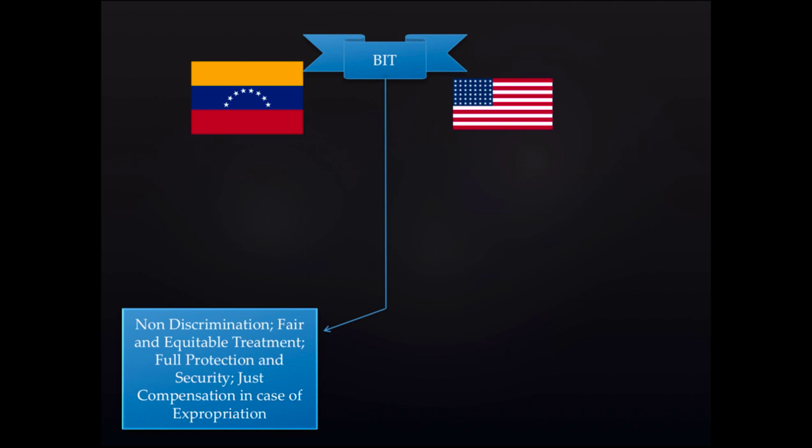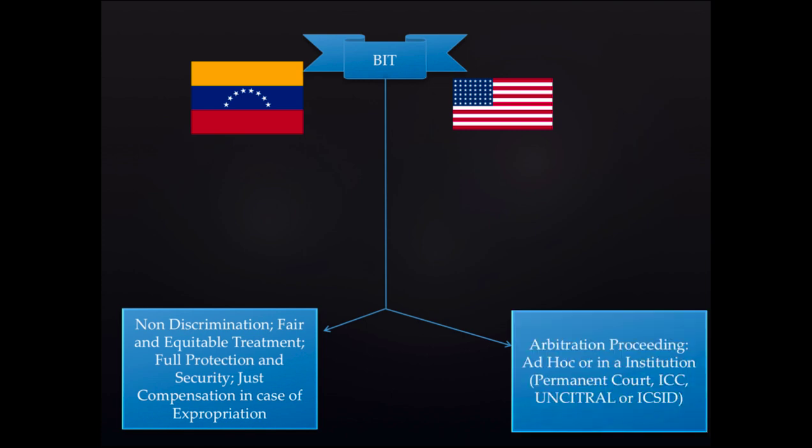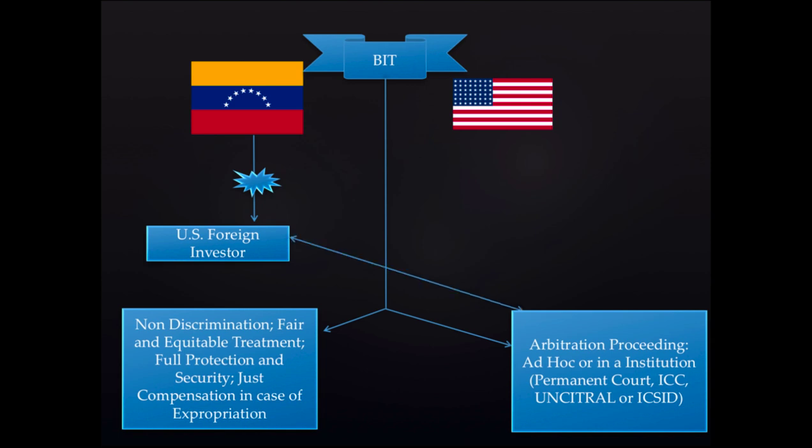Now, why would the system be depoliticized? Well, as opposed to having diplomacy, the treaties also included arbitration proceedings. Those could be ad hoc or through an institution such as the Permanent Court of Arbitration, the International Chamber of Commerce, the UNCITRAL rules, or the International Center for the Settlement of Investment Disputes. So each time there was a dispute between the host states and the foreign investor, as opposed to going and asking the exporting capital state, they would bring the claim to arbitration. And this way, the exporting capital state would not have to be involved in the proceedings.